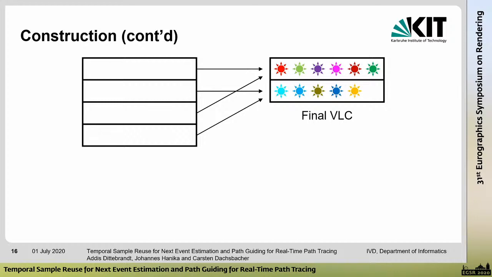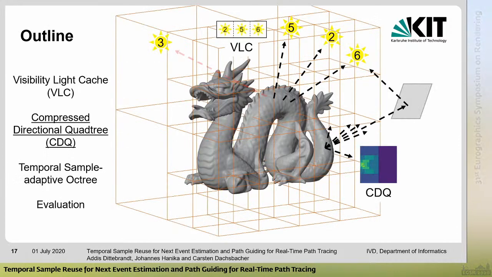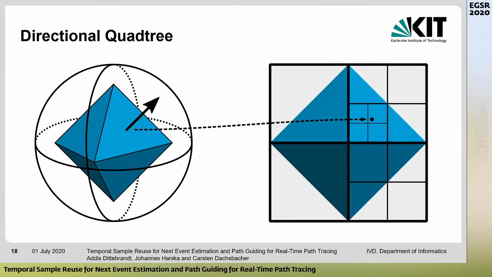This concludes the visibility light cache. We now continue with the compass directional quad tree. The idea is that we map directions into a 2D space. Here we use octahedron maps, but really anything can be used. And in this 2D space, we have a structure that assigns energy to its subregions. And we can use this structure for importance sampling. In our instance, we use a quad tree.